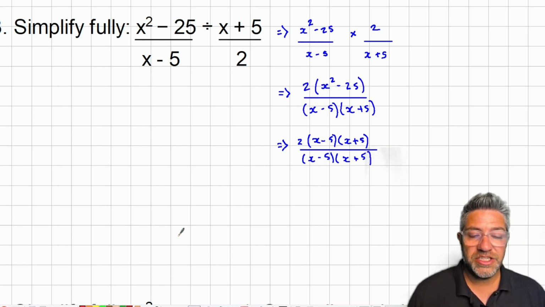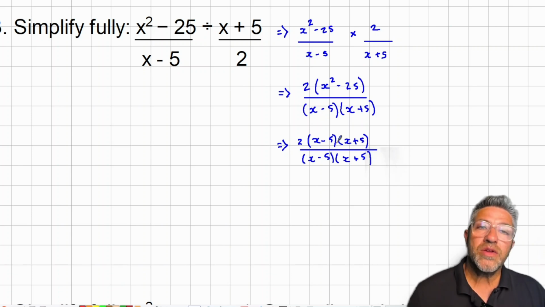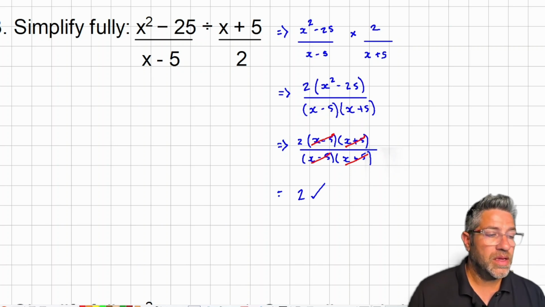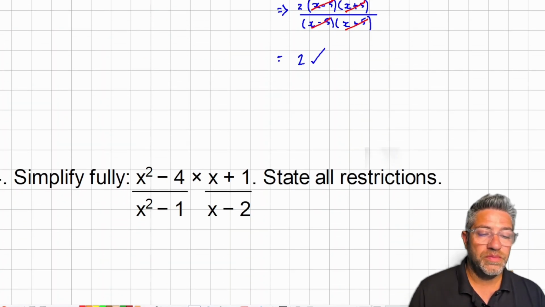At this stage, I take my different coloured pen. Do we have any corresponding terms in the numerator and denominator? Yes, we do. So essentially, I'm left with 2 over 1, which equals 2. So question 4.